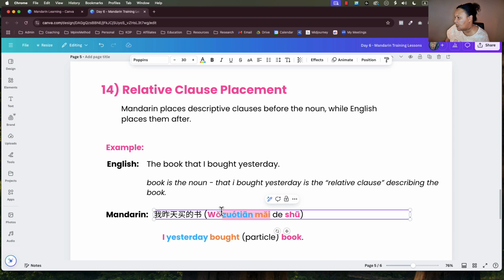Since this is the descriptive clause of this right here, the noun, here go the breaker word, the particle word to separate the two. So it can go into a sentence. So I yesterday bought what? That's what this basic, the duh, bought what? The book, a book.